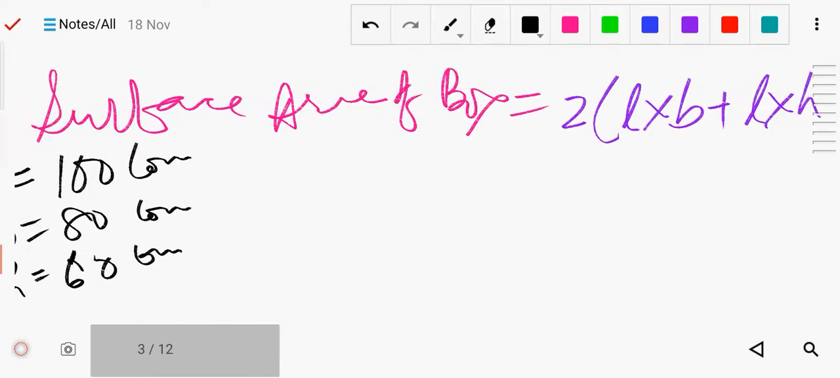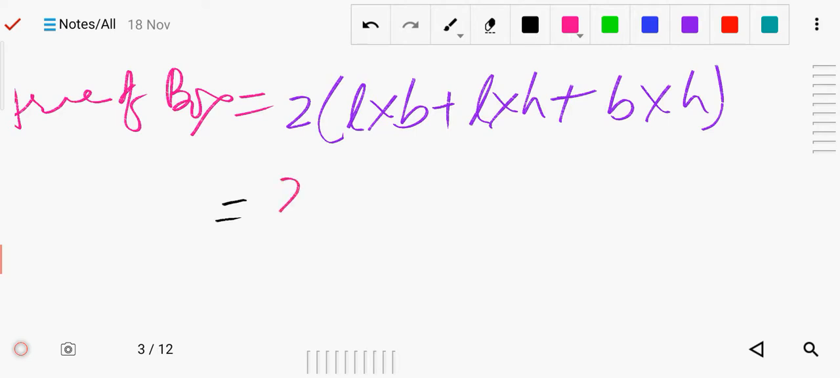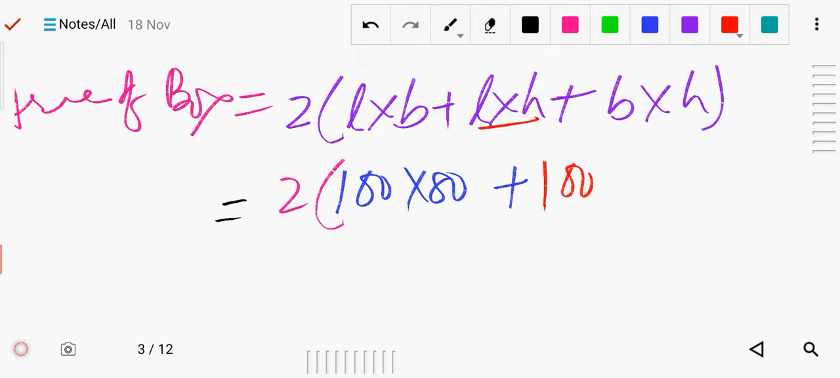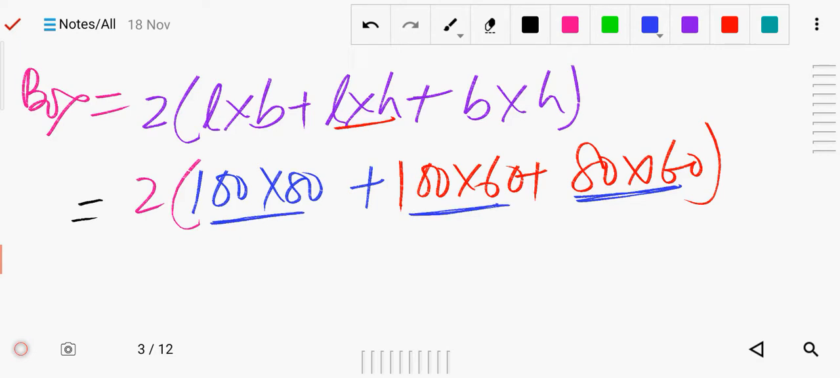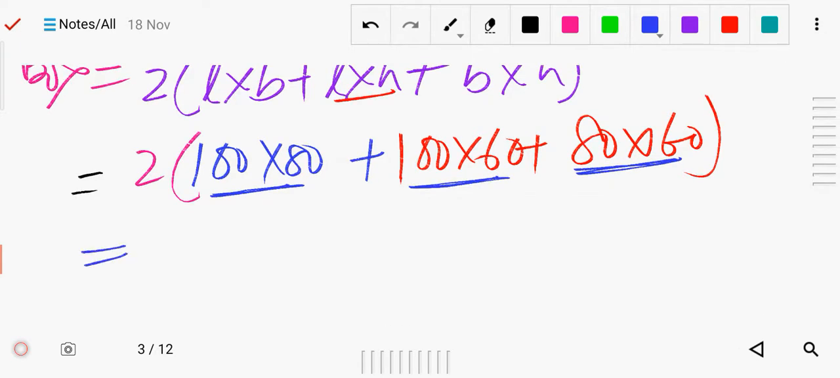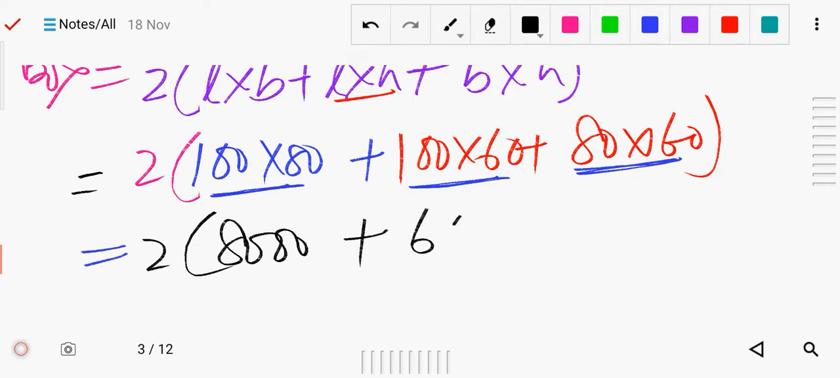So these values we will put here. So here we can put 2 into, L is 100 into 80 plus, here is L into H, which is 100 into 60, plus 80 into 60. Okay, and you can also differentiate like this, so it will be easy to calculate. So that you can understand that these two you have to multiply first. It will be 8,000, here it will be 6,000, here it will be 4,800.